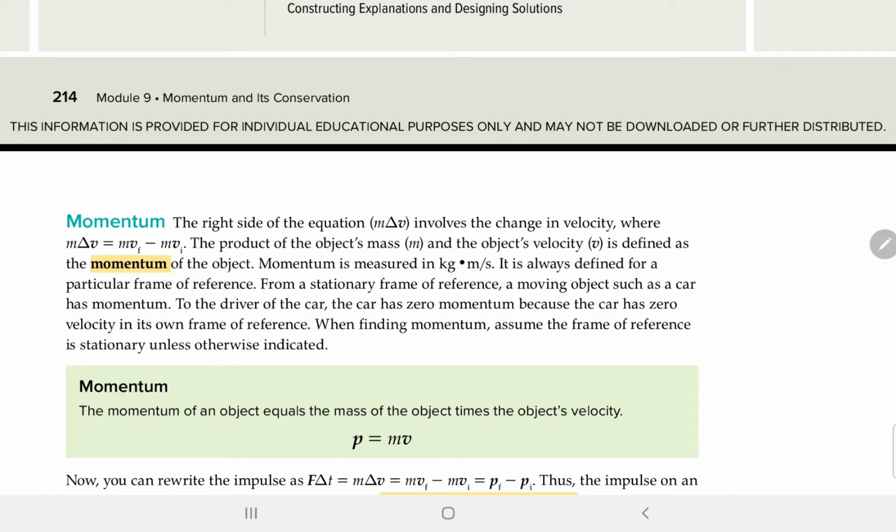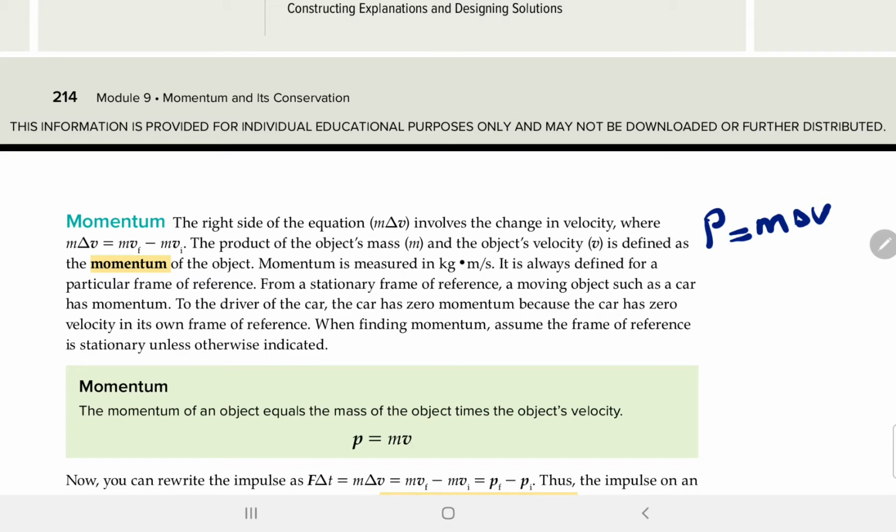So now we have the momentum. The symbol of momentum is P. So P equals m delta v. This is the law of momentum.